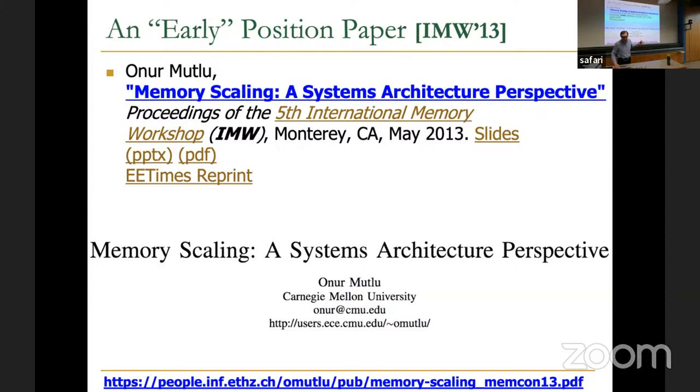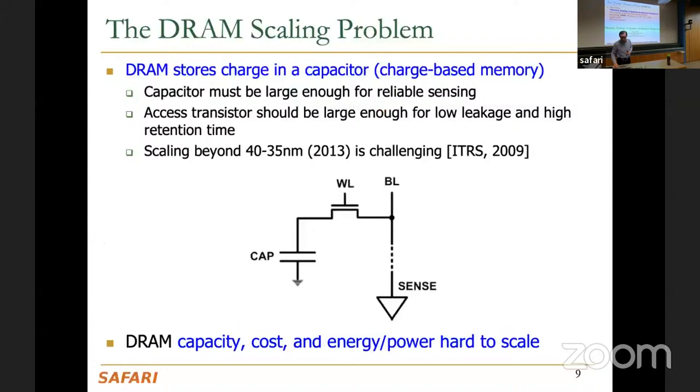Take a more whole stack perspective to solve the problem. But let's take a look at the problem first. The problem is really a device level or circuit level problem. This is the DRAM cell. And I can put any storage technology over here. DRAM cell, but let's take a look at DRAM because the problem is specific to DRAM. And then we're going to talk about other issues and other technologies later.